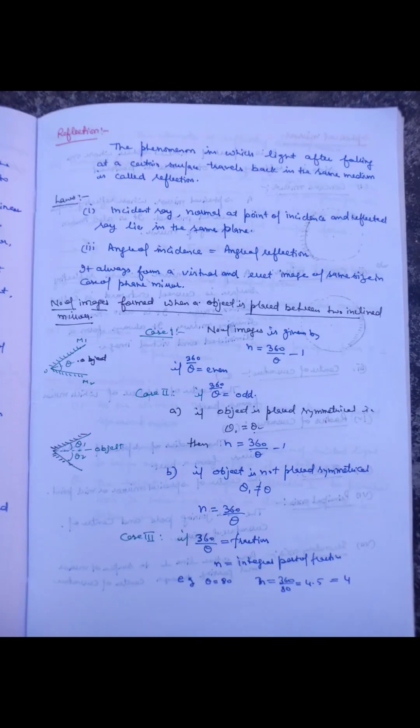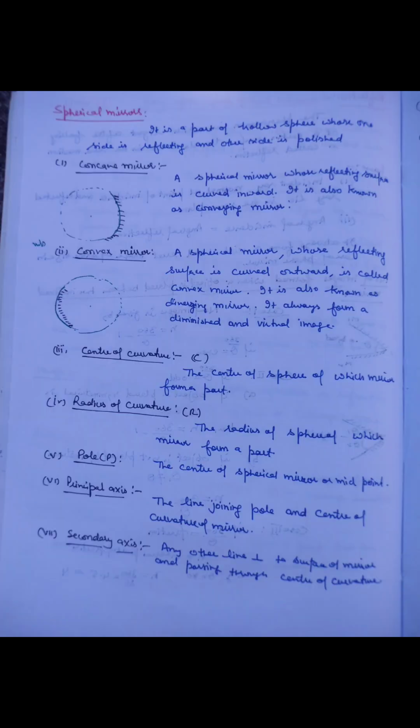The phenomenon in which light after falling on a certain surface travels back in the same medium is called reflection. In reflection, the angle of incidence is equal to the angle of reflection. A spherical mirror whose reflecting surface is curved inward is called a concave mirror, and if the reflecting surface is curved outward, then it is called a convex mirror.